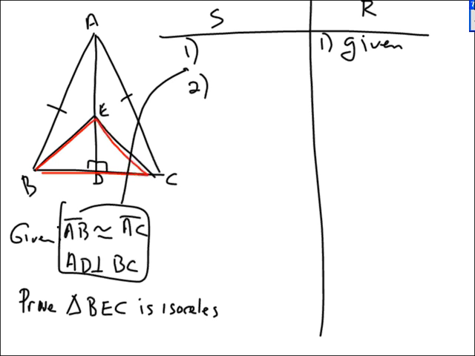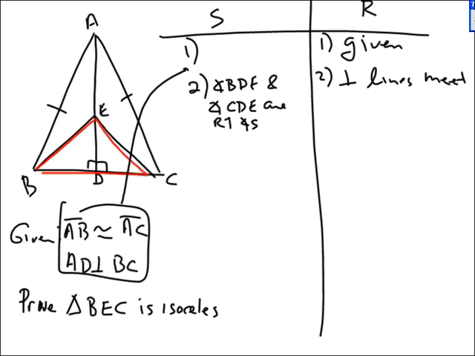All right. Now, what I want to say is that angle BDE and angle CDE are right angles. And the reason is perpendicular lines meet at right angles. And I've already said in statement 1 that those two lines, AD and BC, are perpendicular. So, okay, these are now right angles. We said that. And AB and AC are equal.